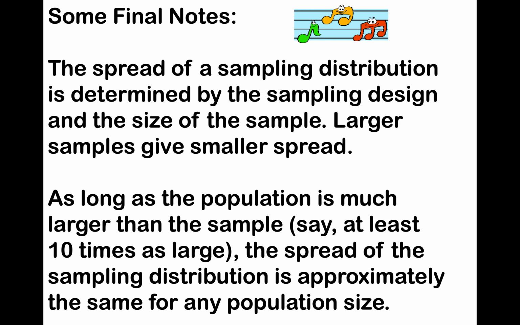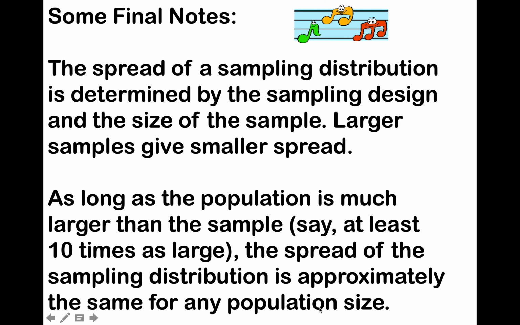So some final notes. The spread of a sampling distribution is determined by the sampling design and the size of the sample. Larger samples give smaller spread. As long as the population is much larger than the sample, say at least 10 times as large, the spread of the sampling distribution is approximately the same for any population size. And that is pretty key. So what that's saying is it doesn't matter the population size.